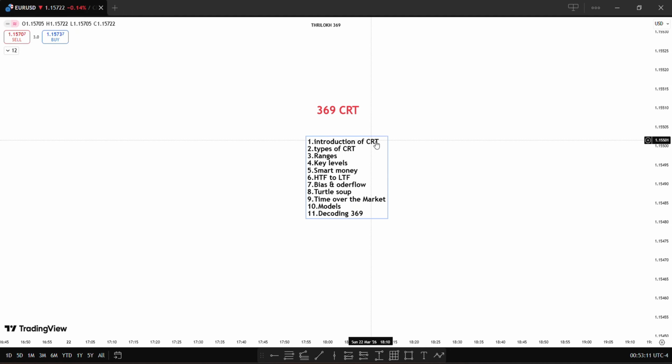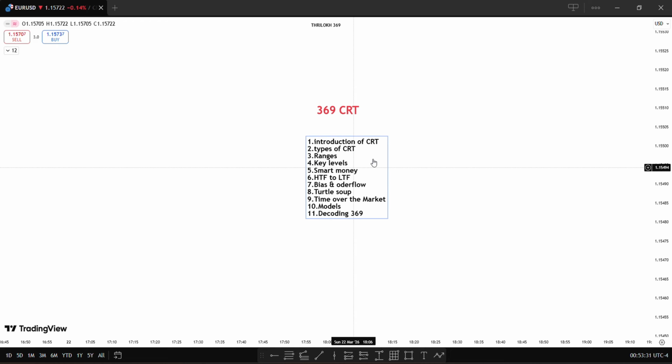The first one is the introduction of CRT. The second one is the types of CRT. What are the types? There are so many types of CRTs, and we will learn about that chapter. Then ranges: what is meant by ranges? And key levels: what are the key levels? How to design a key level? There is a simple way I use to design key levels.